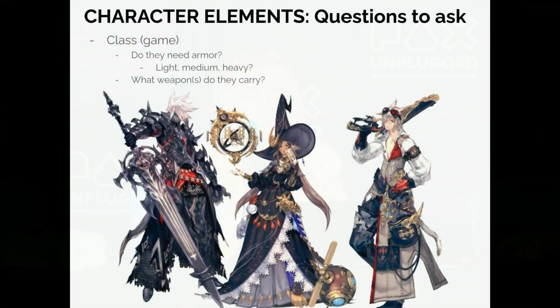If you're in a game, another thing to think about is what class you are in the game. Do you need armor? If you're playing a paladin, for example, you can probably guess which of these three is the paladin, which is the magician, and which is the DPS. Are they light, medium, or heavy armor? What kind of weapons do they carry? It tends to become pretty obvious based on the tropes we usually see in games: a big pointy hat tends to mean witch or wizard, a big floaty thing is probably also magic, and a big sword means you don't want to be standing in front of that.